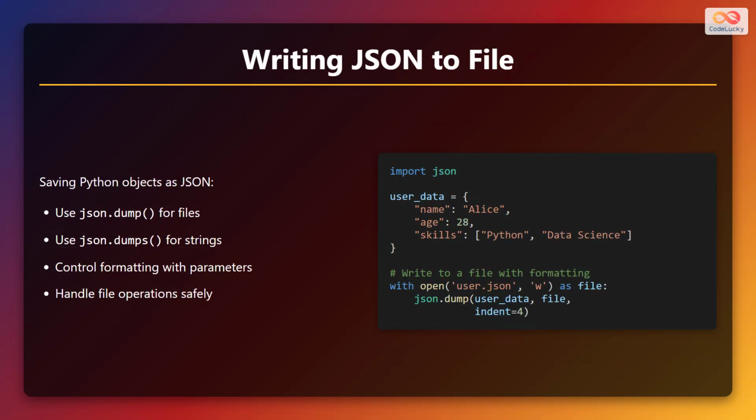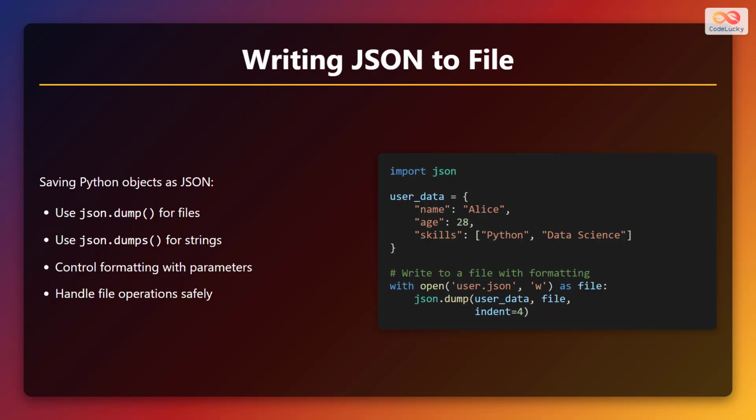Let's find out how to save Python objects as JSON data to a file. To save Python objects as JSON, use the json.dump function for files and the json.dumps function for strings. You can control the formatting of the JSON output using parameters such as indent. It is also important to handle file operations safely using with statements.